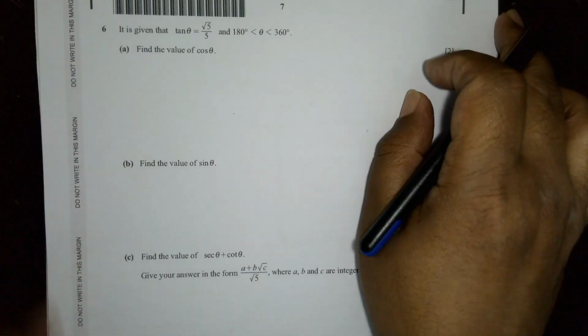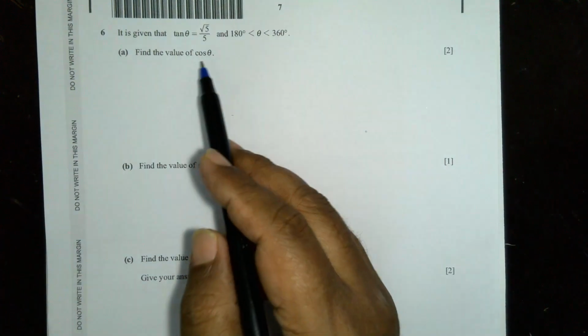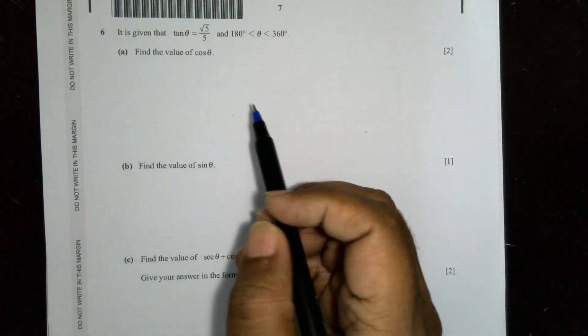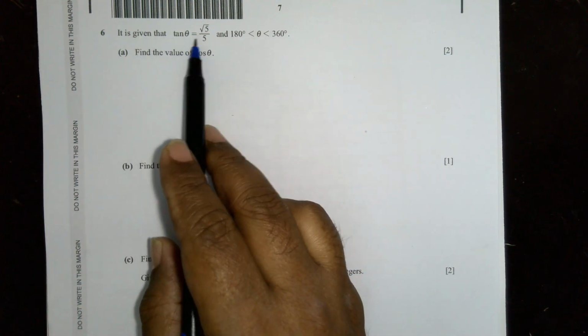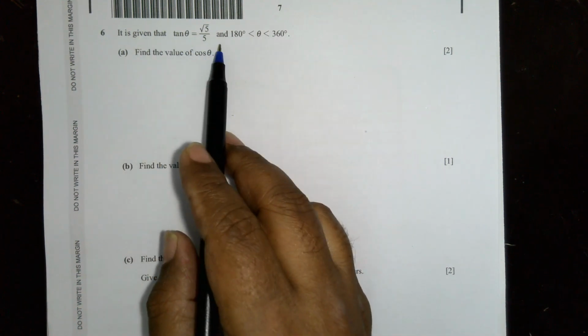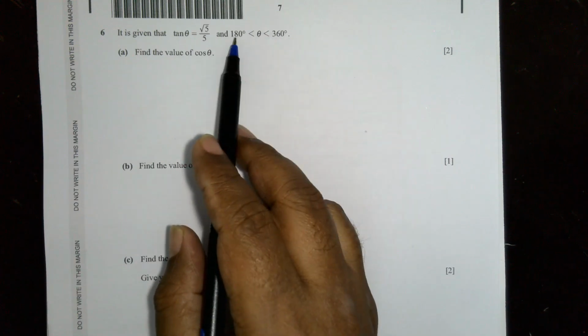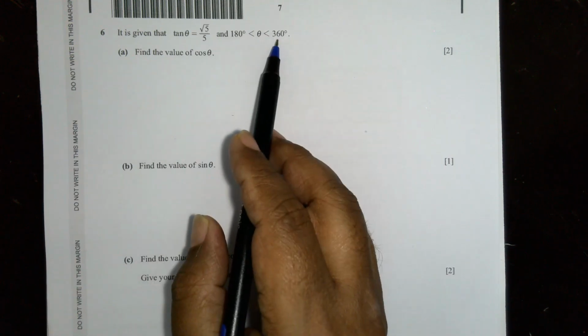So now it's time to solve question number 6. It's a trigonometry math, and basically it's a very simple math actually. It is given that tan theta is equal to square root 5 over 5 and theta belongs from 180 to 360 degrees. That means it could be in the third quadrant or in the fourth quadrant.